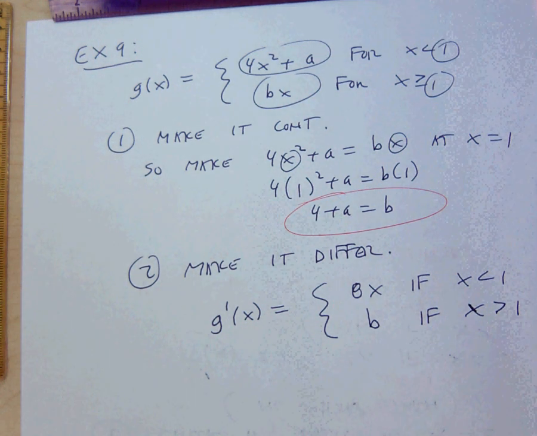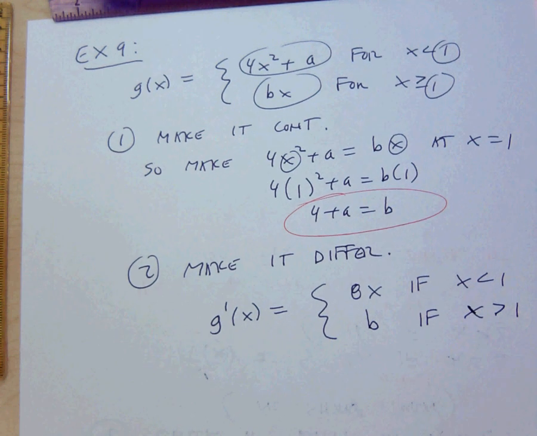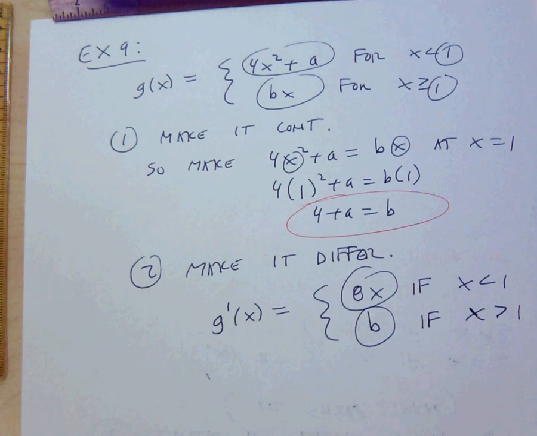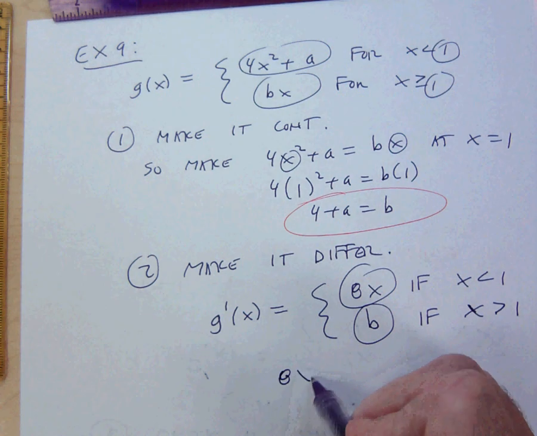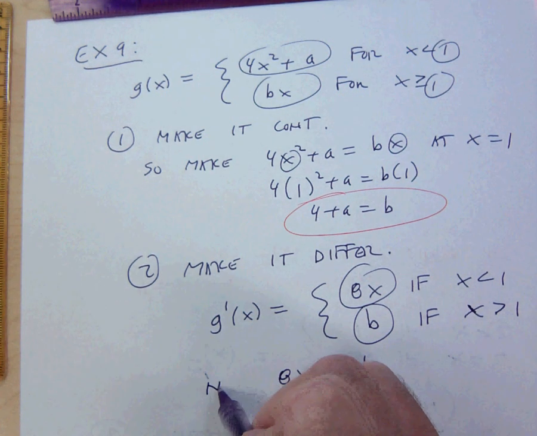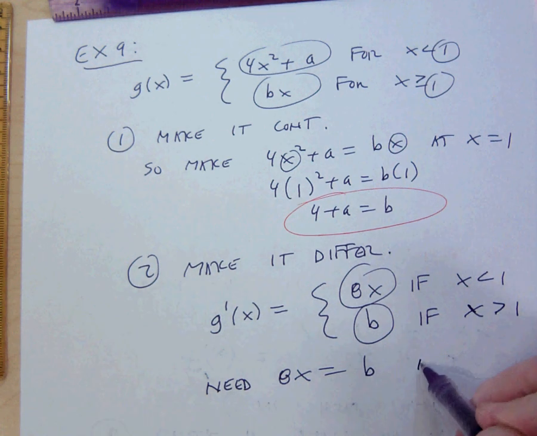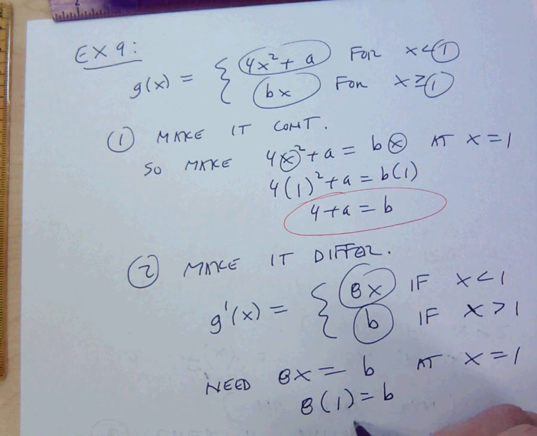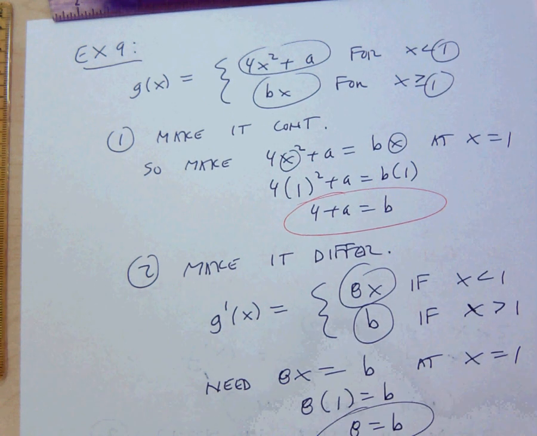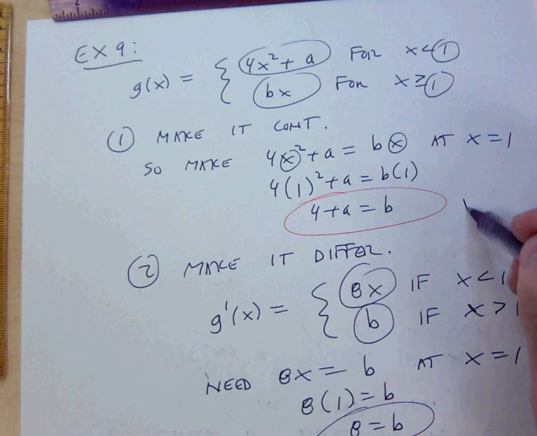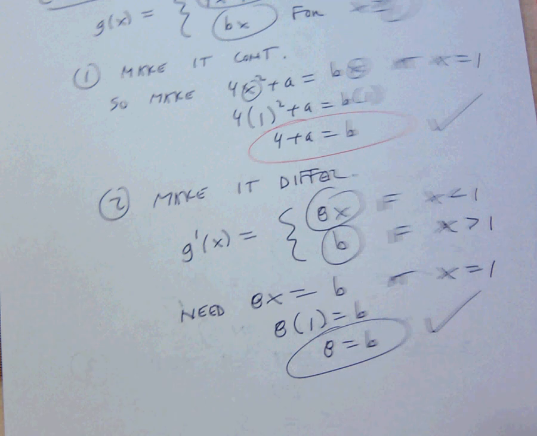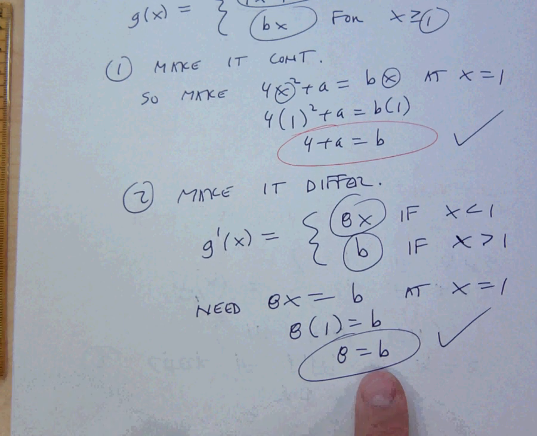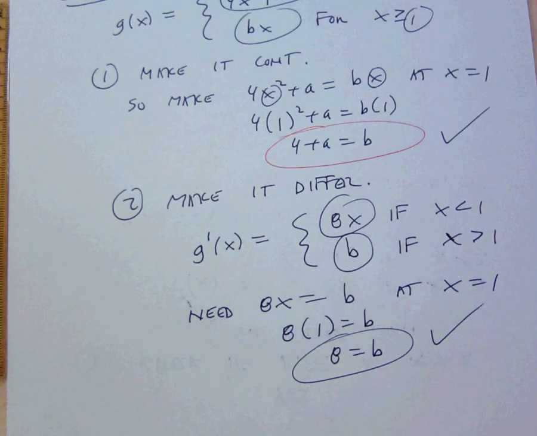Okay, so now what? Well, in order to be differentiable, these slopes have to be equal when x is what? 1. I need 8x equal to b at x equals 1, right? So here we go. All right, there you go. So basically you have a system of two equations with two unknowns, and you can solve that system by substitution to figure out what A and B are. Well, the good news is I already have B, so the substitution will be really easy, right?